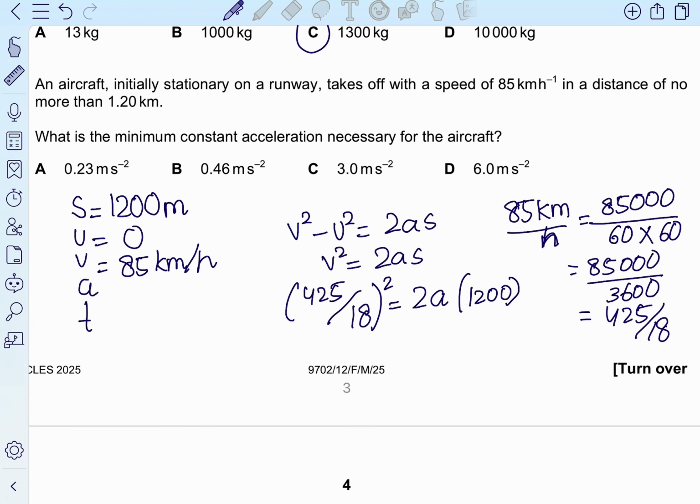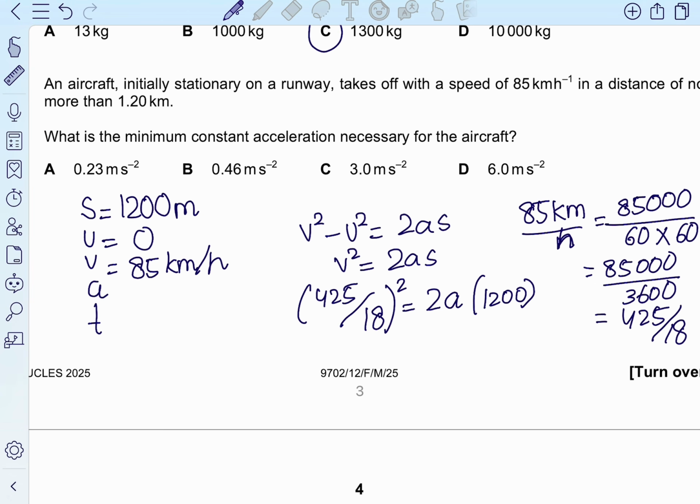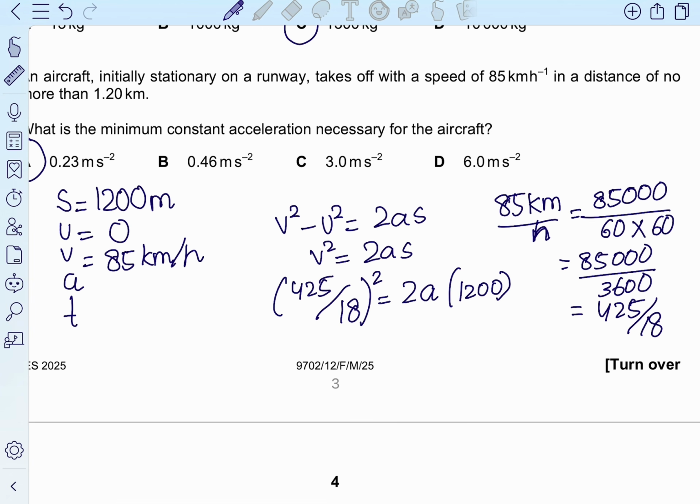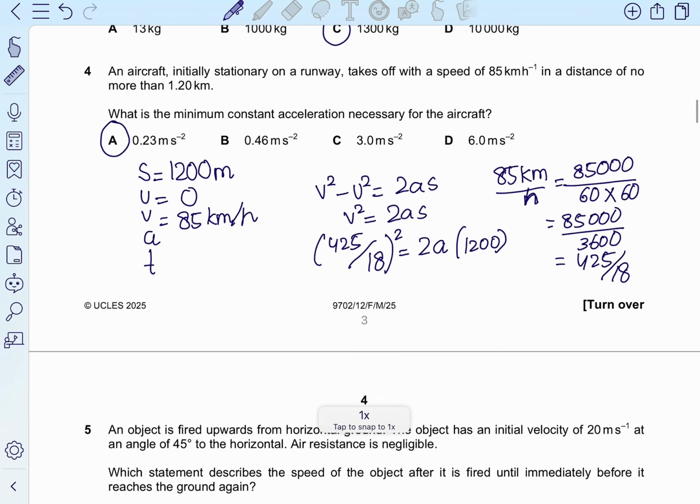Now when I do 425 over 18, the whole square, divided by 2 times 1200, my answer is 0.23. The option would be the first one, which is A. So the answer is A, 4A. Again, I use the formula v square minus u square is 2as, and u square is 0. So v square can be directly equated to 2as. I found the value of v in meters per second, from kilometers per hour to meters per second, and then I just substituted it. I hope this is clear.